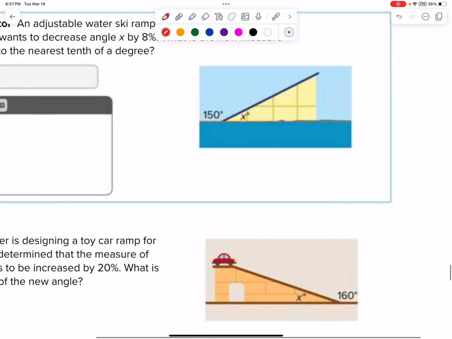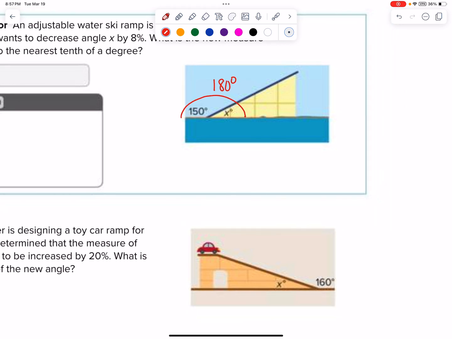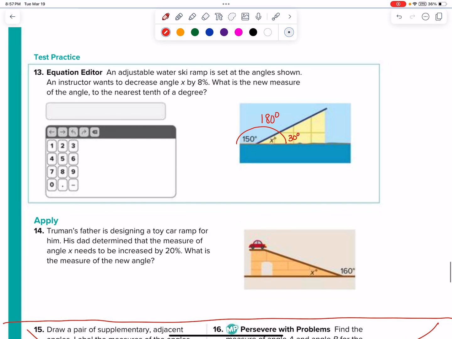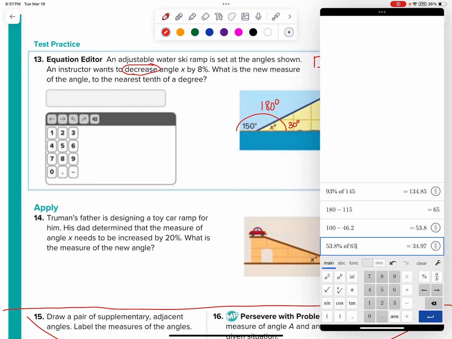What's the new measure? I see that this is supplementary because it makes a straight line. So I'm just going to do a quick calculation here. 180 minus 150 is 30, so I know this angle is 30 degrees, because 150 plus 30 equals 180. We want to reduce or decrease that angle by 8%. So remember, if we're cutting it 8%, then that's gone, and what is left over is the new measure. And so we have 92% of this, the new measure. So I'm just going to say, what is 92% of 30?